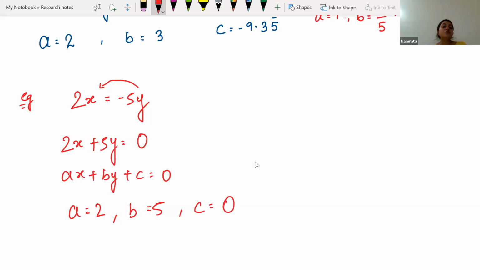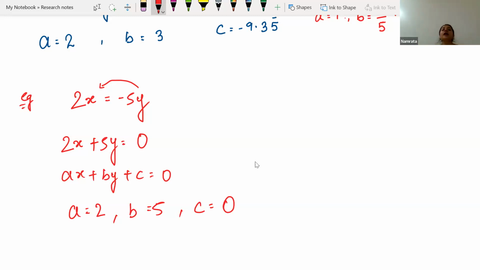Okay? So now you must have understood that when we can see x, we take the coefficient as 1, and whatever is not there, we take as 0. Coefficient means whatever is multiplied with x, whatever is multiplied with y.